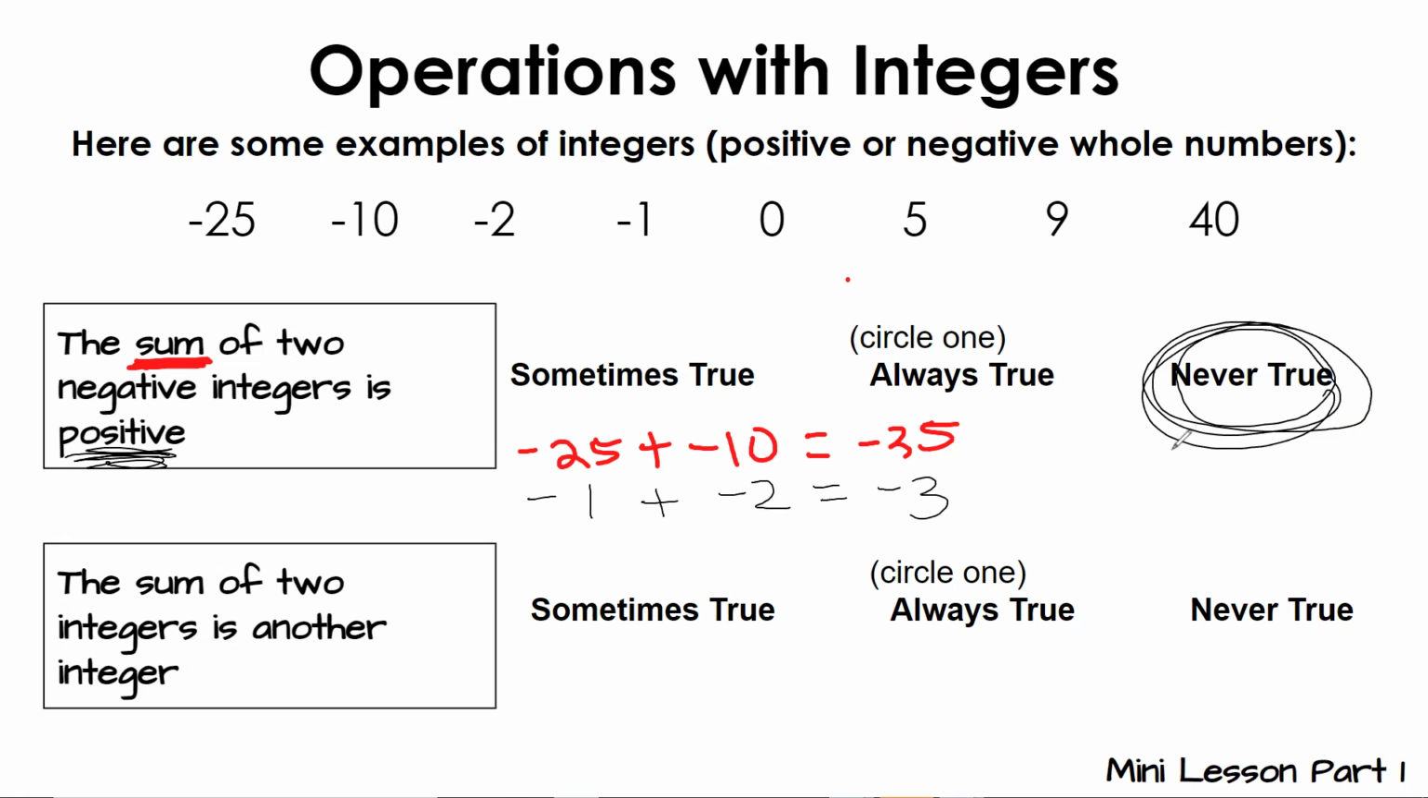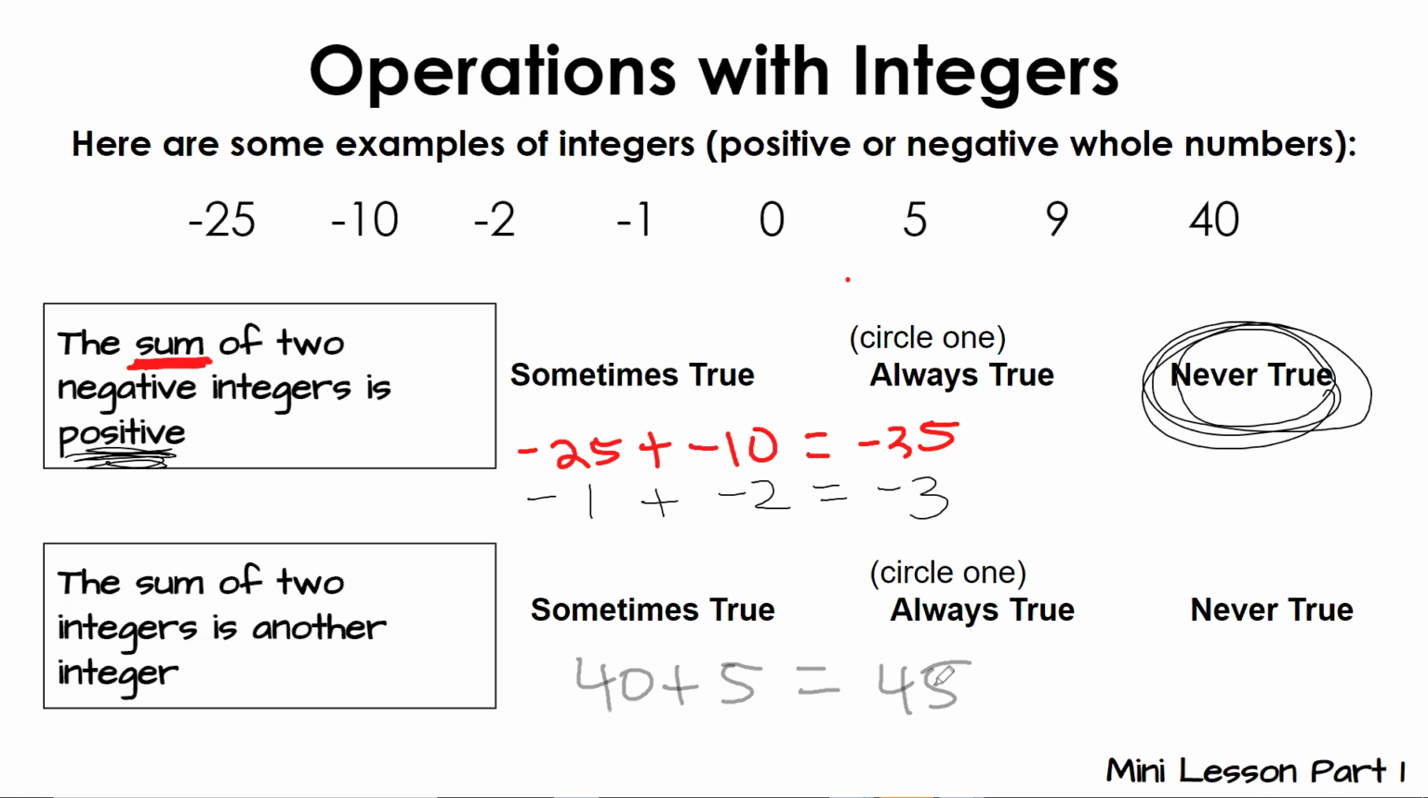Do we see it? Okay. All right. Now on the next one, the sum of two integers is another integer. Is that true? So let's take two random integers. Pick two from up here. 40 and 5. So 40 plus 5. What does that give us? 45. Is that an integer?